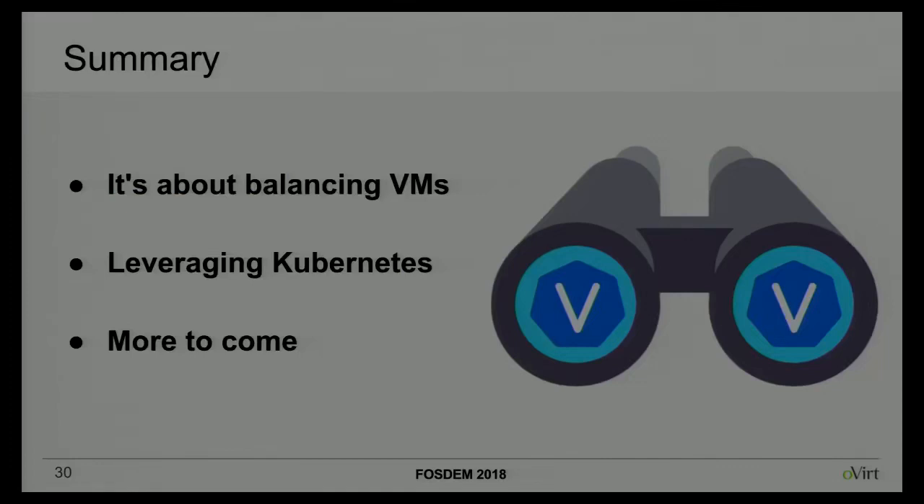Okay, so we talked about Kubernetes, KubeVirt, load balancing, scheduling, dry run scheduling, but it all comes down to virtual machines and balancing virtual machines. We are leveraging Kubernetes concepts using KubeVirt. We are leveraging the scheduler. And finally, we might want and wish to add more capabilities to Kubernetes, such as dry run functionality.